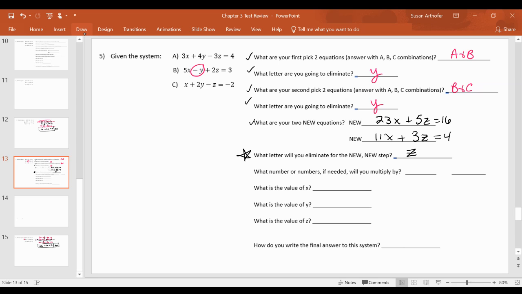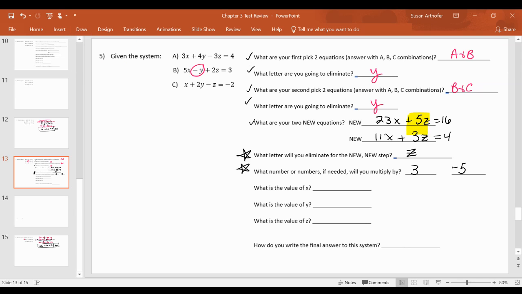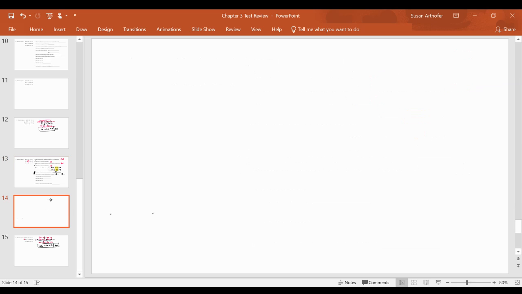So 5z and 3z: what number or numbers, if needed, will you multiply by? I'm going to have to multiply by a 3, and I'm going to have to multiply by a negative 5. That way, in this column, if I multiply by 3 and a negative 5, I'll get 15 and negative 15. So let's do that work.